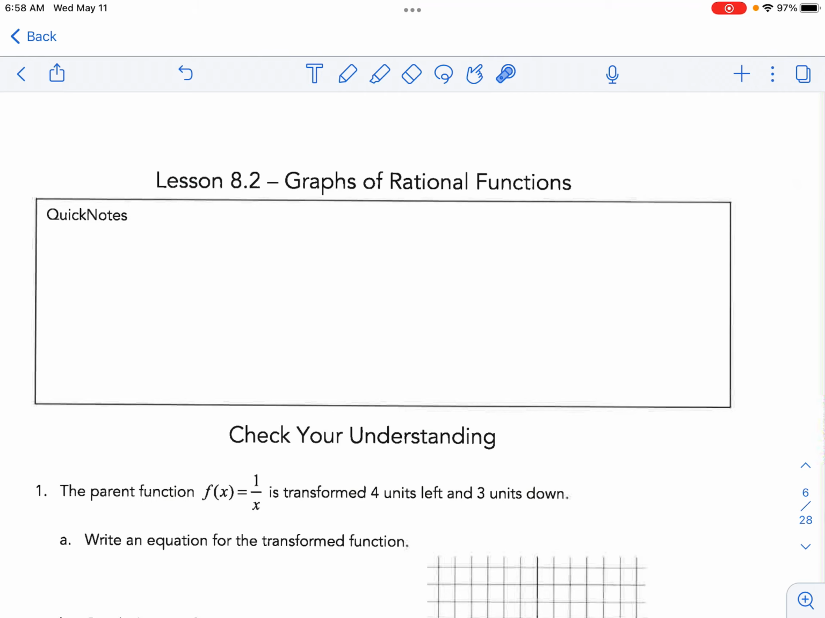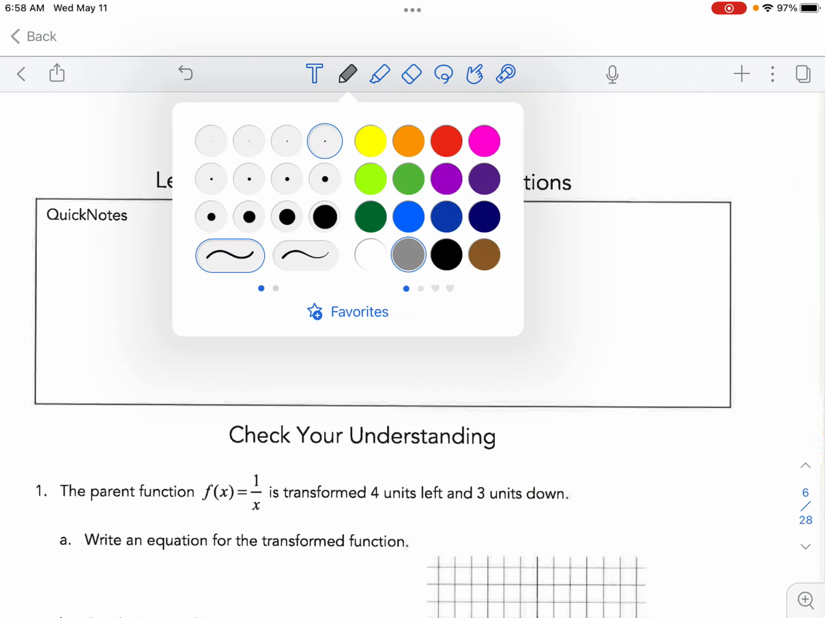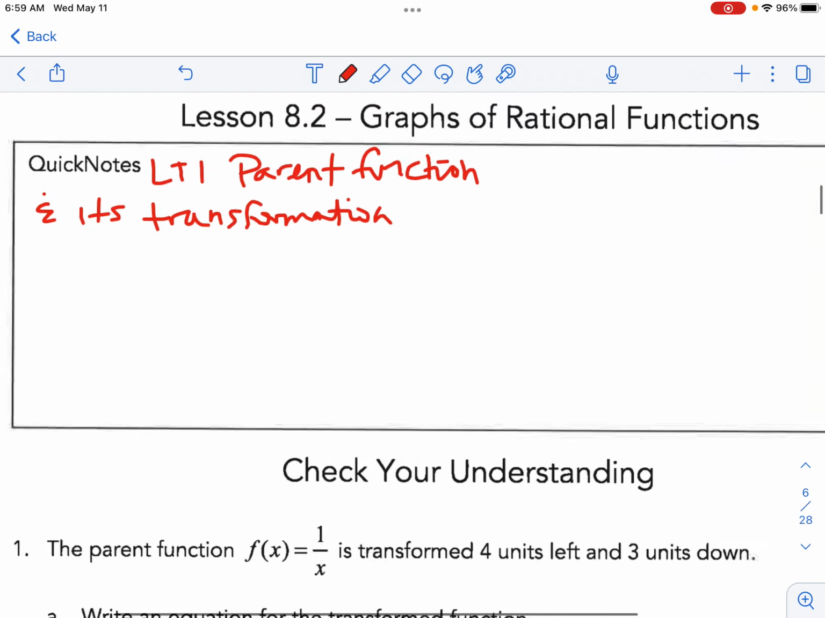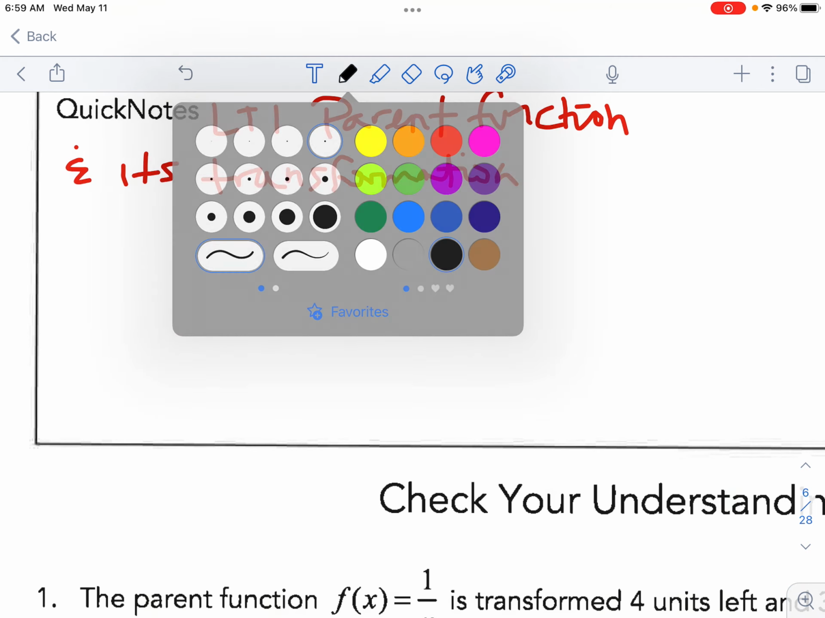So when we look at our learning targets then, learning target 1 is the parent function, and then it's its transformation. It's probably the best way to write that. Okay, so the parent function, so we're looking at that parent function.